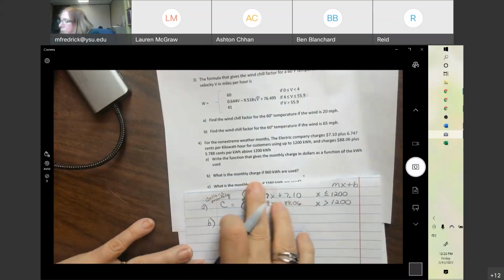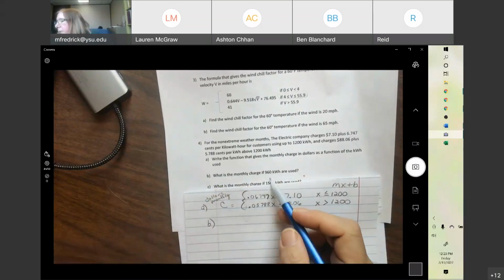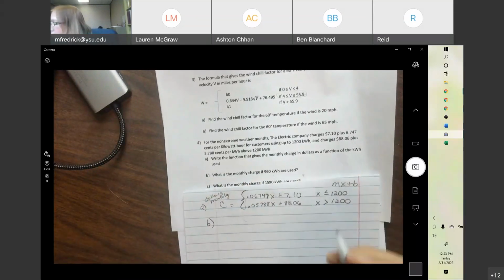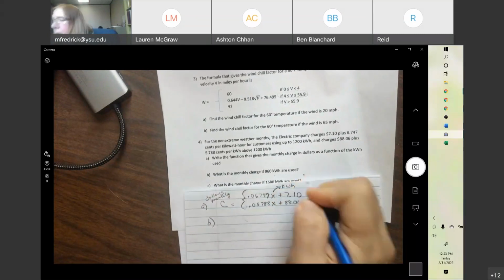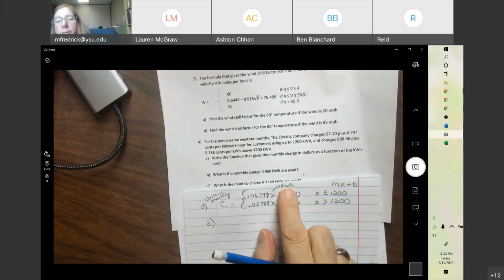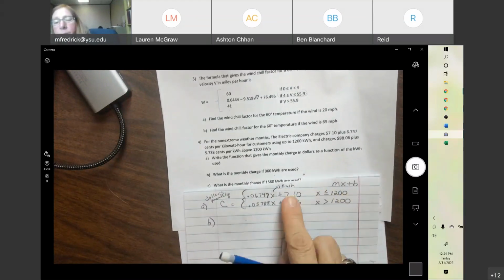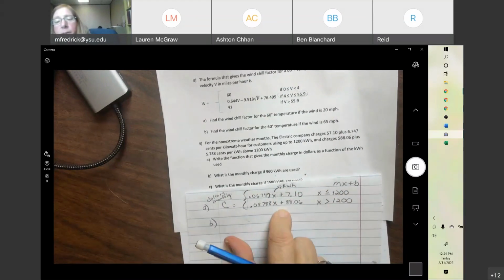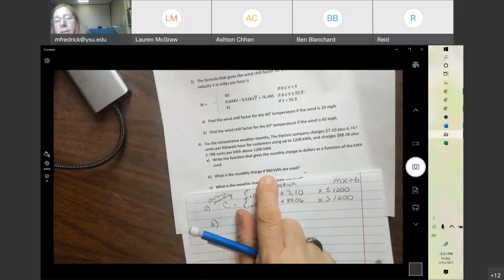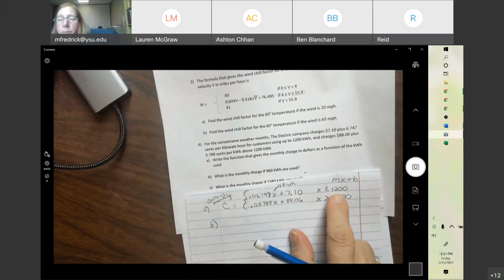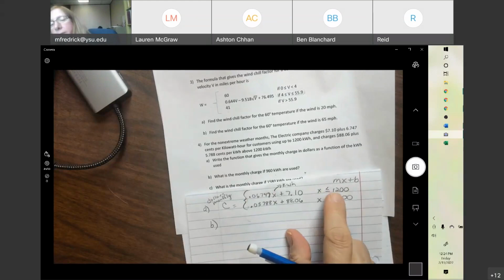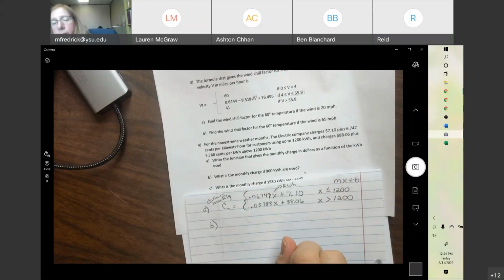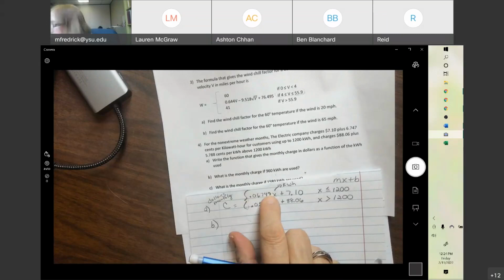What is the monthly charge if 960 kilowatt hours is used? Well, x is our kilowatt hours. And so we would look here and see which equation to use. Now, if we only use 960 kilowatt hours, then we would use this one, because that's less than 1200. Then you would just plug it into this equation.